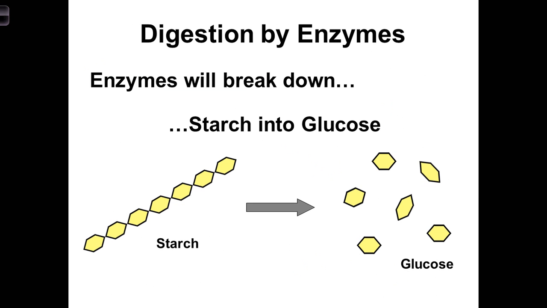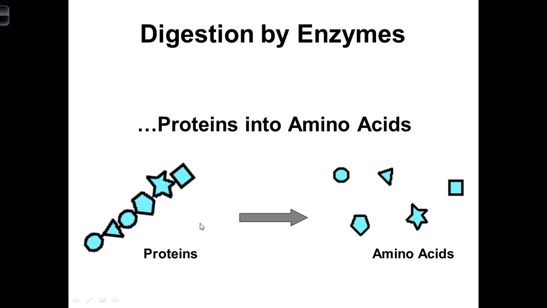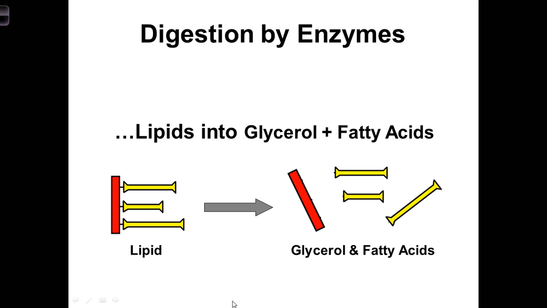So let's just have a little quick look at that again. The enzymes will break starch into glucose, into sugar. So the starch, this long chain, broken up into pieces into glucose. It will break proteins into their amino acids, and it will break lipids into glycerol, the red bit here, and the fatty acids, the three bits.